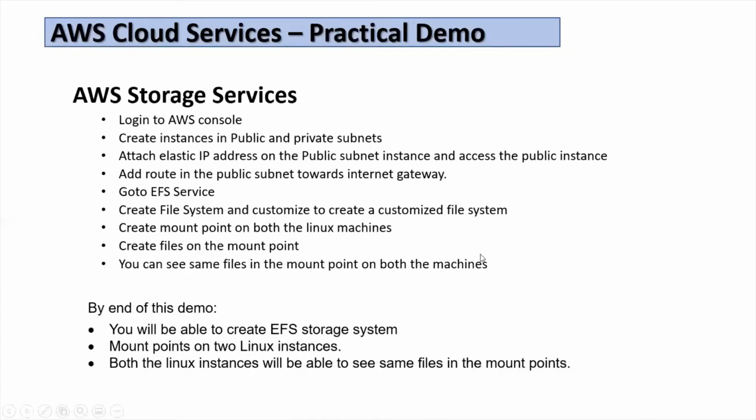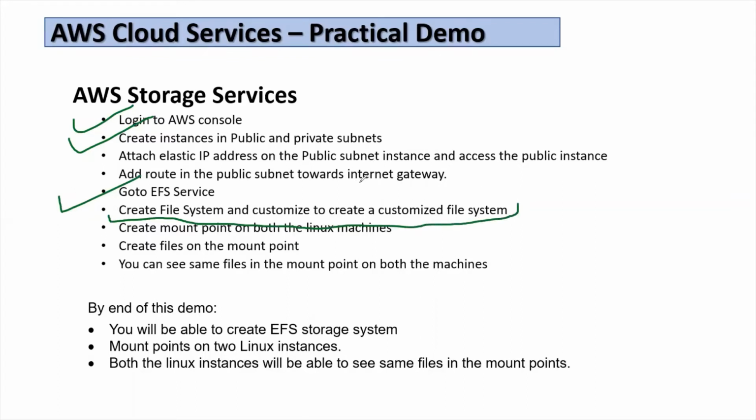In this, I'll cover the EFS storage system, creating a file system in AWS and then accessing it over the two systems, and then we can see the files. So these are a few steps in this, and I have already created instances. If you want to create this demonstration from scratch, you can log in to the AWS console and create instances, and then attach an Elastic IP to access the instances, add a route so that they can have internet access. Then go to the EFS service, and then we will create a file system and customize it.